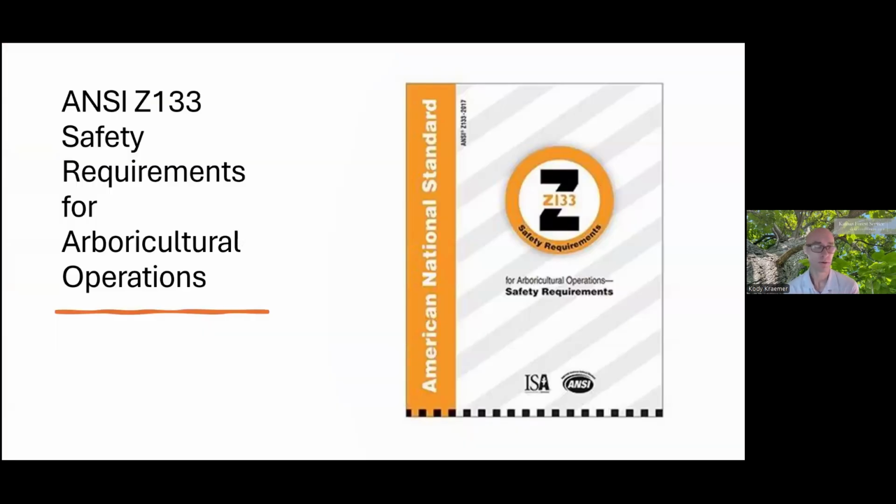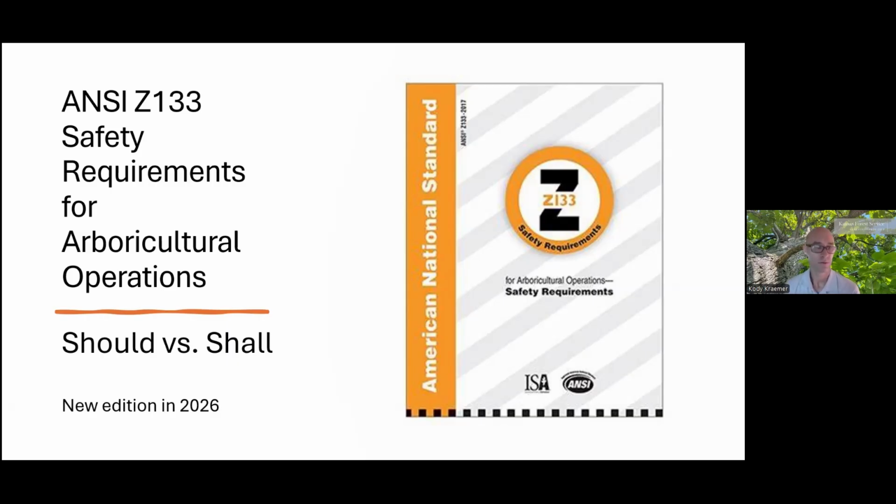So in the field of arboriculture, tree care, there are ANSI standards, and we often refer to ANSI Z133 as the safety requirements for arboriculture operations. There is a new edition that just came out this year. It is available for download. Digital copies are free through the ISA website, the International Society of Arboriculture. Hard copies are available at a cost of $24.95 for ISA members and $29.95 for non-members.